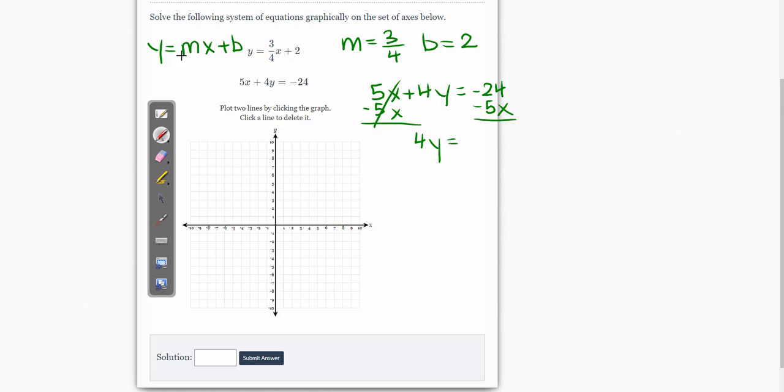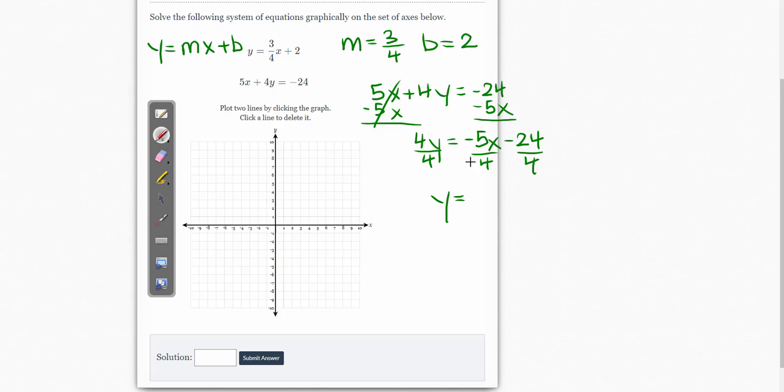According to this, my x term comes before the constant term, or the variable comes before the number. So I'm going to put negative 5x, that's my variable term, and then I'm going to put subtract 24. Next, I'll get rid of this number that's in front of the y by dividing by 4 on each side. And the 4 divided by 4 is 1. 1 times y would simplify to y.